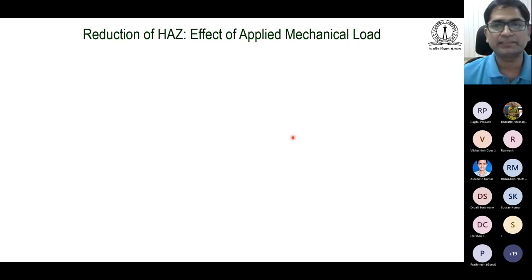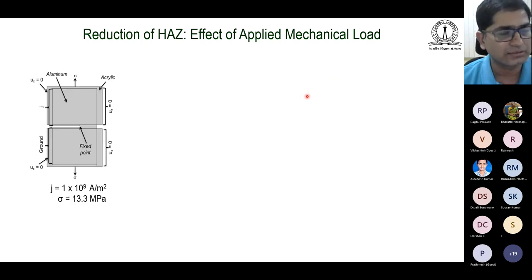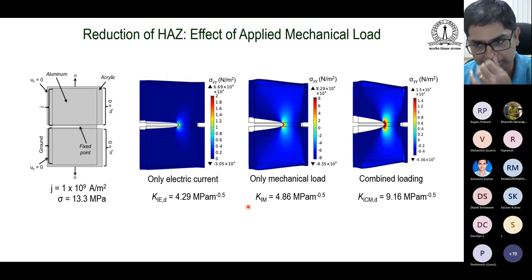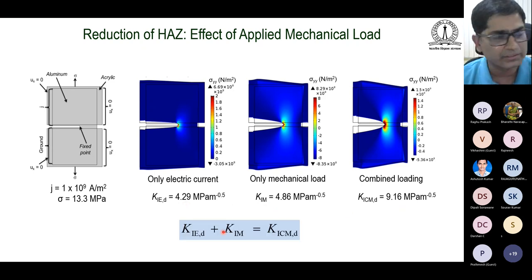Then the next thing is that we can also reduce this heat affected zone by applying the mechanical load. That means now we are going to look at the coupling between the mechanical load and the electric current itself. And these are some simple FEM analyses, for when we are just applying the electric current, when we are applying the mechanical load only, and when we are applying both. If you calculate the stress intensity factors, it looks like we can simply linearly superimpose the effect of mechanical load and that of the electrical current to get the combined stress intensity factor.